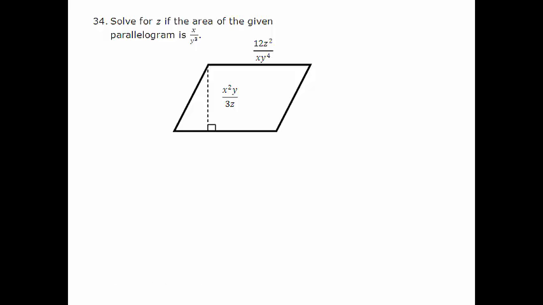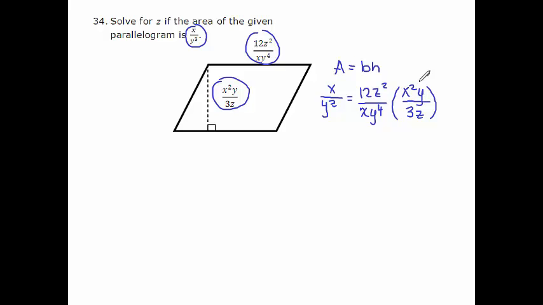For number 34, we're asked to solve for z if the area of the given parallelogram is x over y cubed. Okay, first thing we need to remember is that the area of a parallelogram is base times height. And here we are given an expression for area, for the base, and for the height. So I'm going to substitute those in.